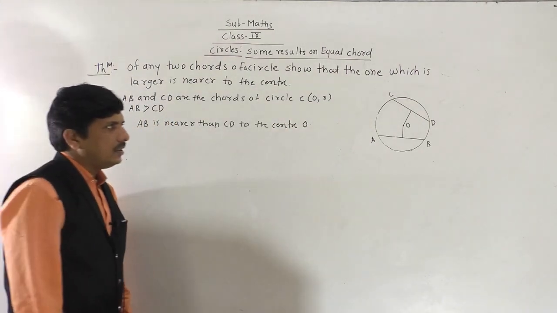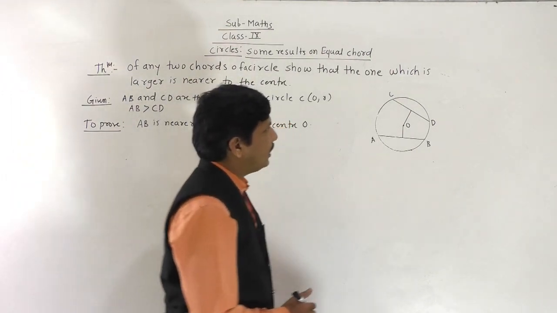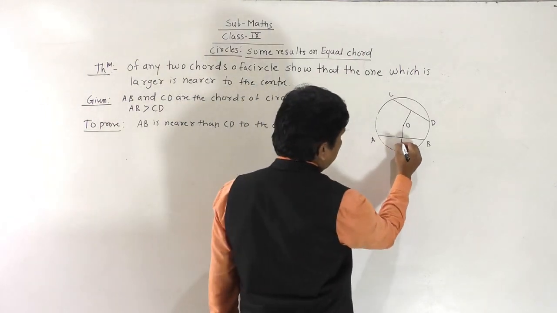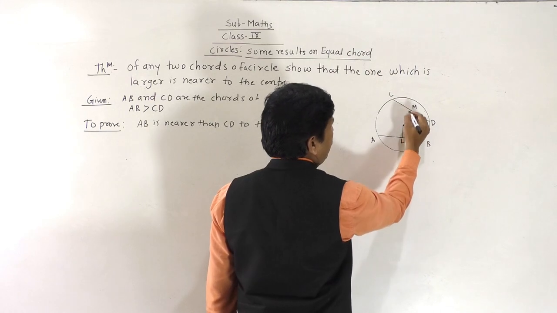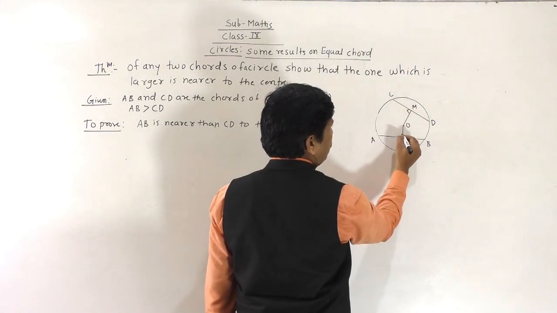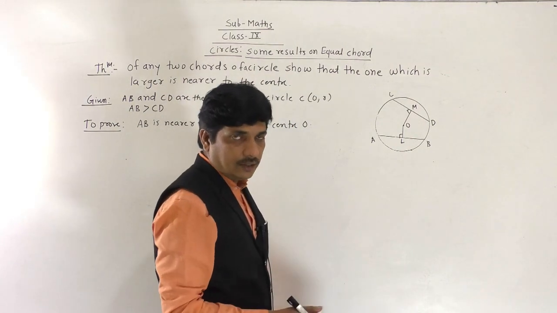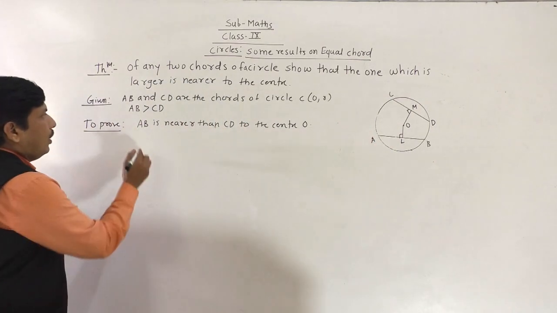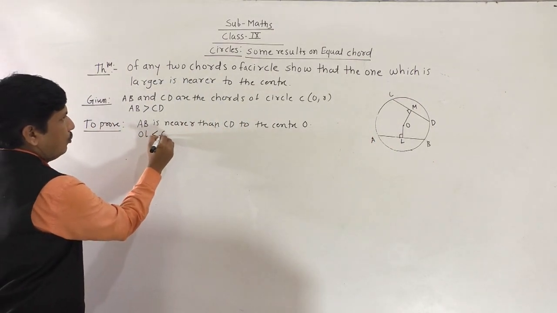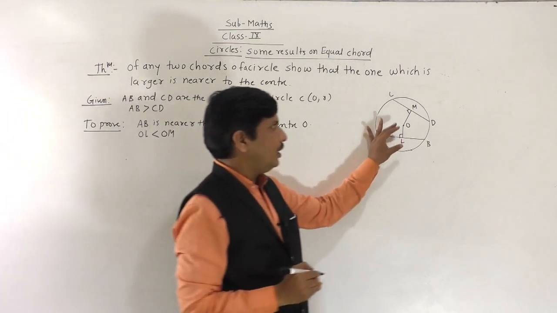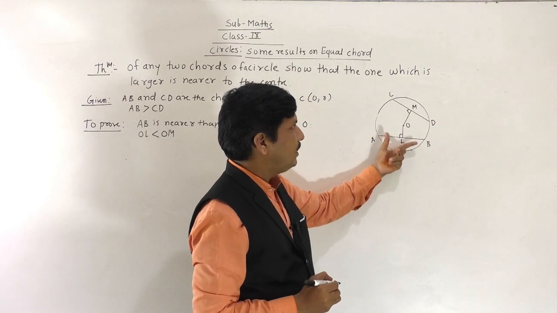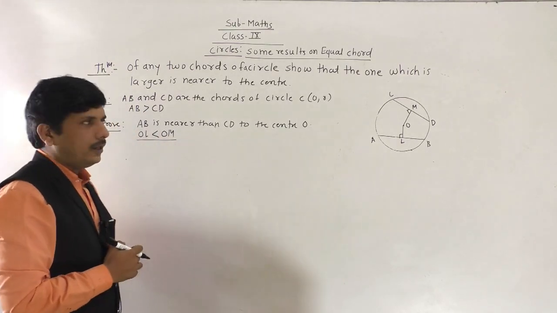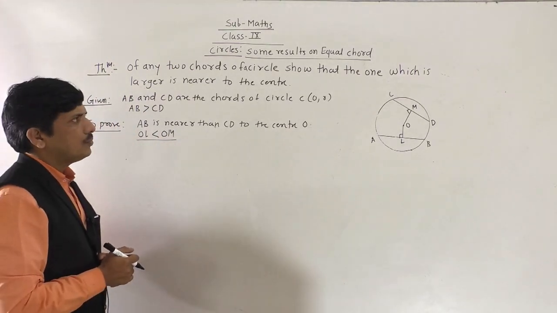AB is nearer to the center means here we have to prove OL, and suppose we take this as L and this as M. Then these are perpendiculars. The perpendicular drawn from the center of a circle bisects the chord, that property we are going to use. So what we need to prove is OL is shorter than OM. If OL is shorter than OM, then definitely we can say AB is nearer to the center O. This is our target, this we need to prove. Understood? So AB and CD are the chords of circle COR.